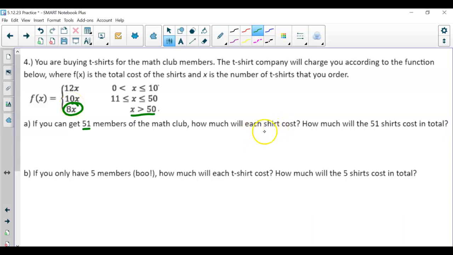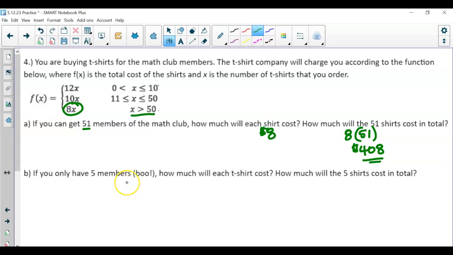So how much will each shirt cost? Well, each shirt is going to cost $8. Because how are we going to figure out how much the 51 shirts are going to cost? Well, we're going to multiply that 51 by 8. That's 8x, and x is 51. So that's how you end up with the total amount of $408.